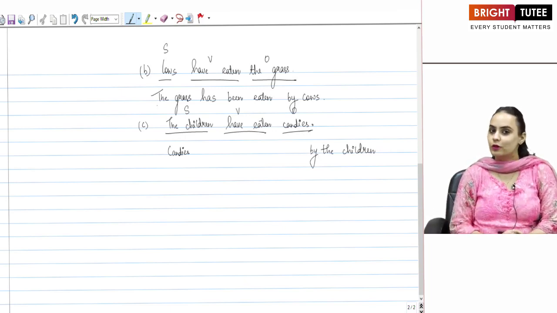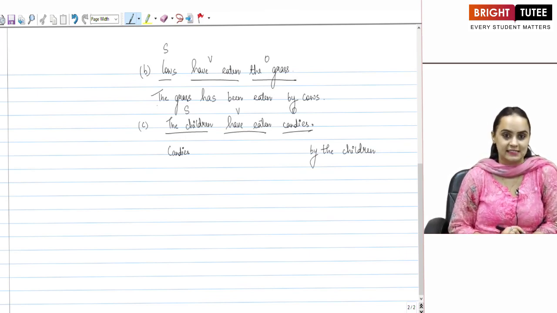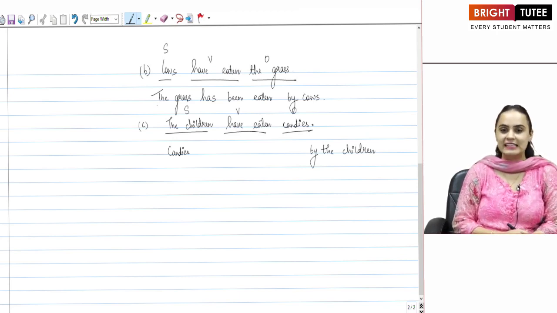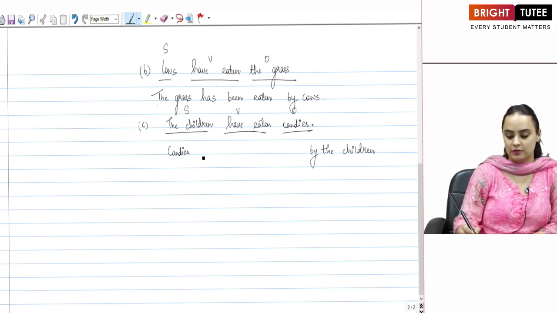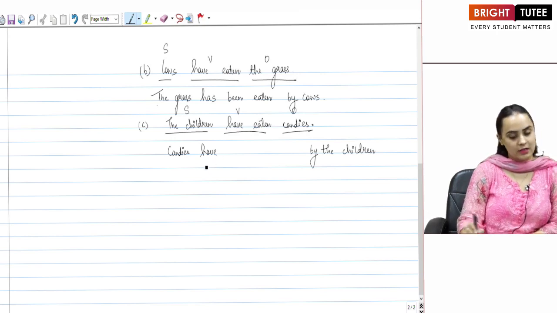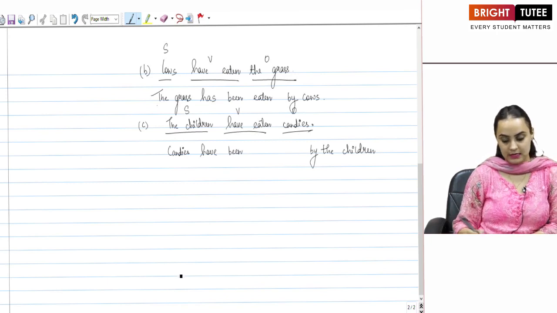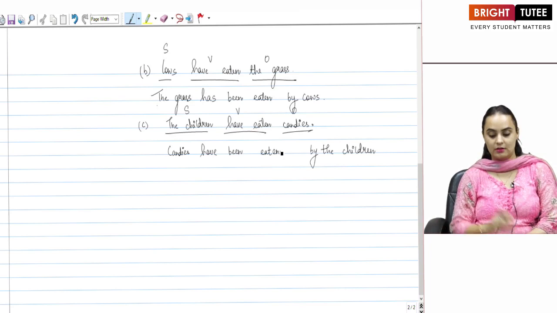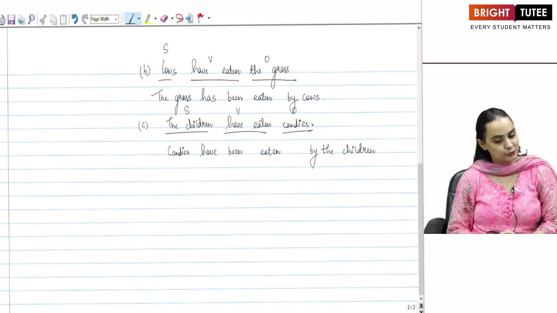Now, let us move on to the changing of the verb. My new subject is candies. What is candies? Is it singular or plural? It is clearly plural, candies. So, which helping verb are we going to use with plural, has or have? We will use have. So, candies, have. What do we add next? Been. And third form of the verb remains the same, eaten. So, candies have been eaten by the children.